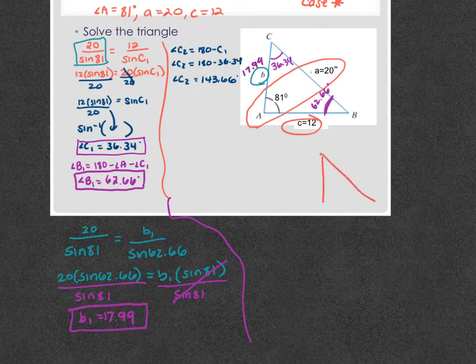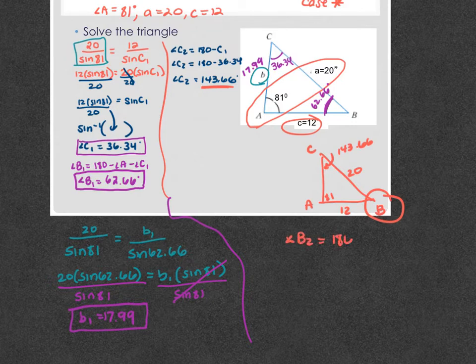Now I'm assuming there's a second triangle that still has the same information they gave me at the beginning. It still has 81 for A. It still has 12 for C. It still has 20 for side A. And then we found C2, 143.66. So then the next thing I would find is angle B. I would do 180, and we're going to call that B2, minus the A that they initially gave me, minus C2. What happens when I do 180 minus 81 minus 143.66?